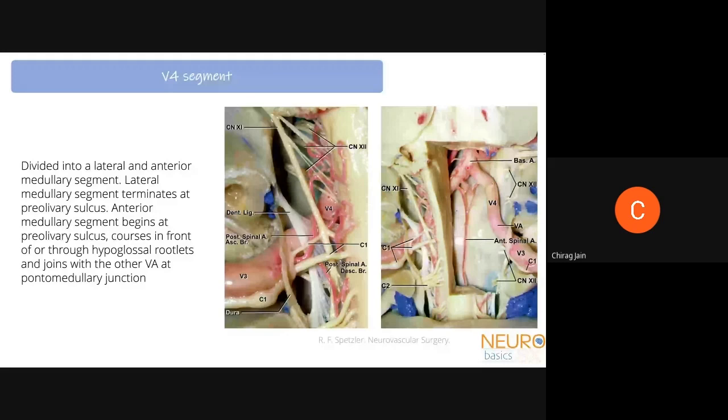There are also muscular branches which are going to supply the deep muscles of the neck. The important aspect here is that these deep muscular branches can also form anastomoses with other arteries, like the occipital, the ascending pharyngeal, and the cervical arteries, and this can become problematic in certain instances.